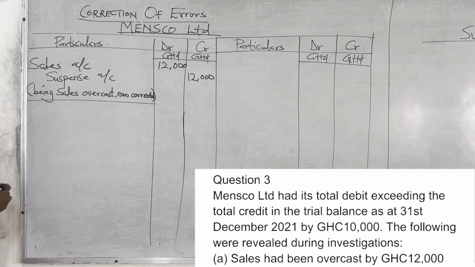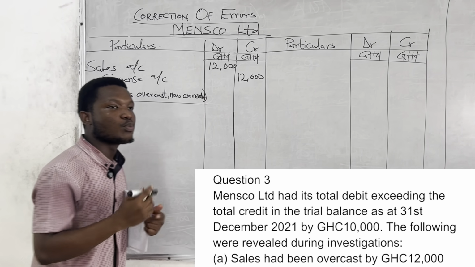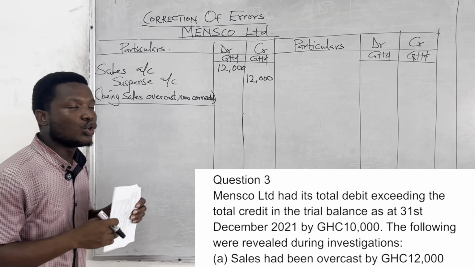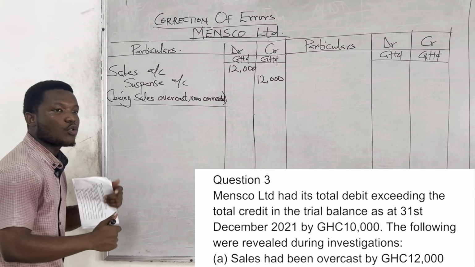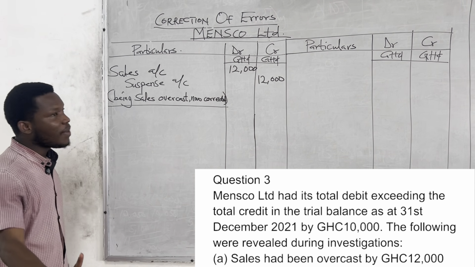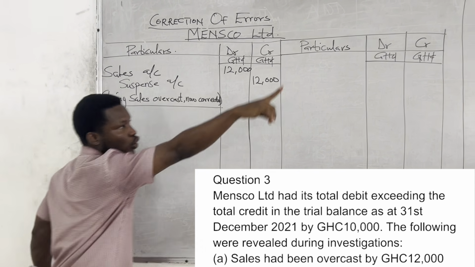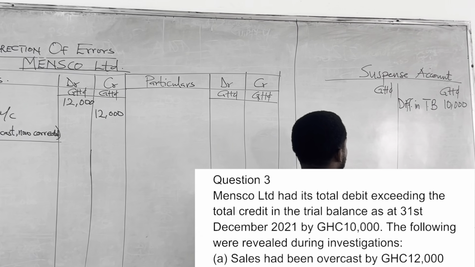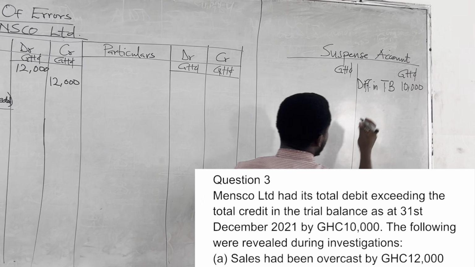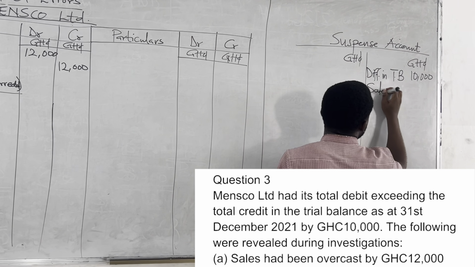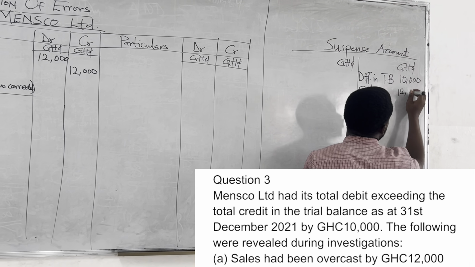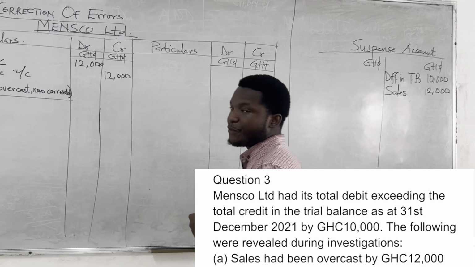Please don't say that you have lines in your booklet, so you won't underline. Use your ruler and underline. When you are going, please go with your ruler. And remember, suspense account has been credited here. So you go to your suspense account and then you credit it in the name of sales. So in the name of sales, we have 12,000. So we are done with the first transaction.